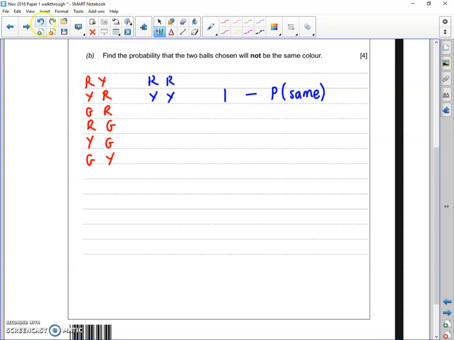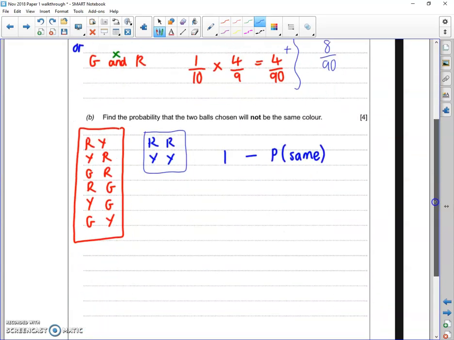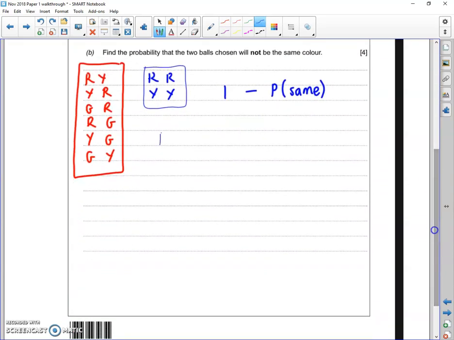We're going to work out the probability of getting the same colour and take it away from 1. And that should give us then the probability of all of those happening. Right, so red, red. How many reds are in it to begin with? 4. So red and red is 4 over 10 times 3 over 9. That is 12 over 90.